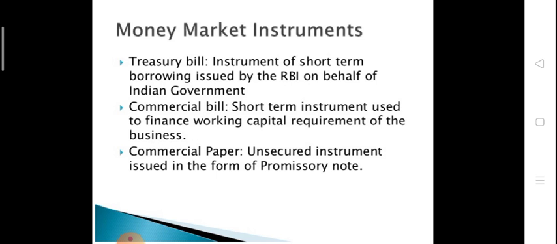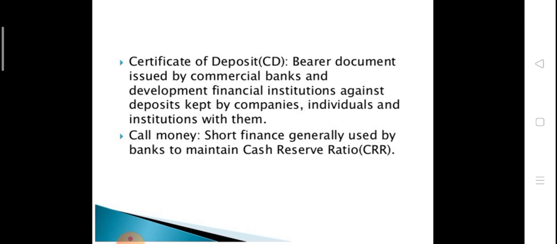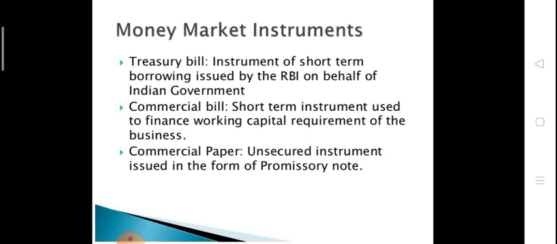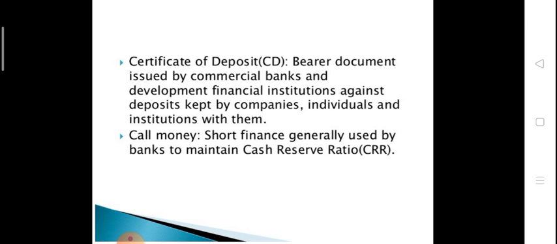Certificate of deposit is like a commercial paper, but these certificates are held by big institutions and big banks. These securities are especially for big institutions, commercial banks, financial institutions and big companies who want to invest their money in the certificate of deposit.